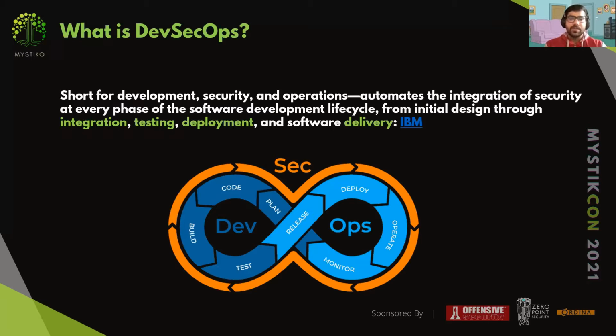So, just the basics about DevSecOps. According to IBM, DevSecOps is short for development, security, and operations, and it automates the integration of security at every phase of the software development lifecycle, from the initial design through the integration, the testing, the development, and the software delivery portion. That means that whatever stages of DevOps there are, you try to embed an element of security in the pipeline so that you not only strengthen the security posture, but also don't miss out on certain activities that are to be done. Now, it fell upon the security professionals that we need to move on to DevSecOps.